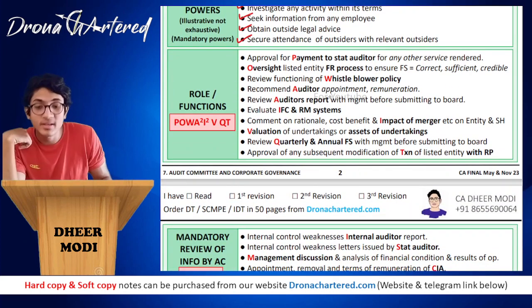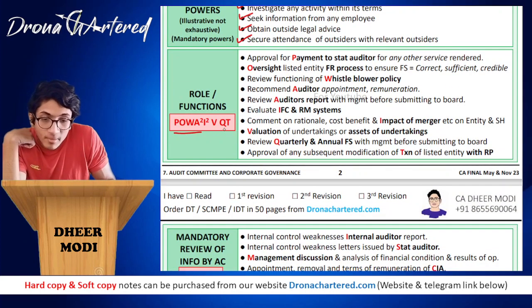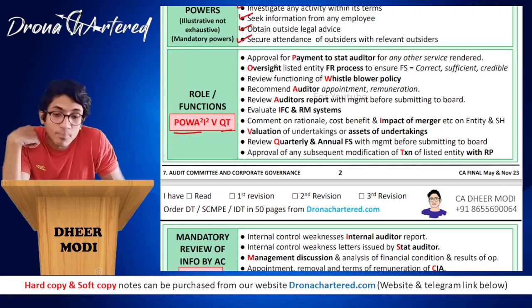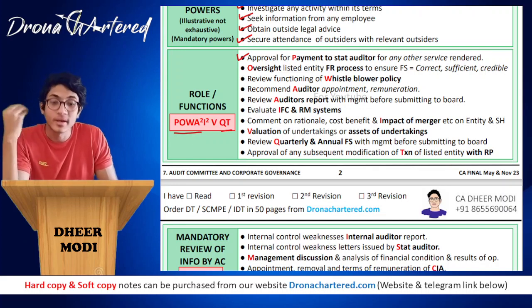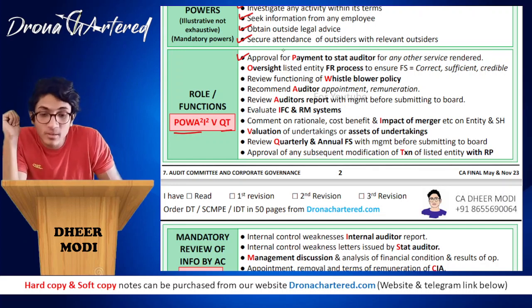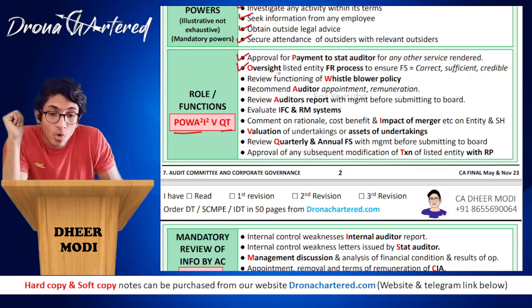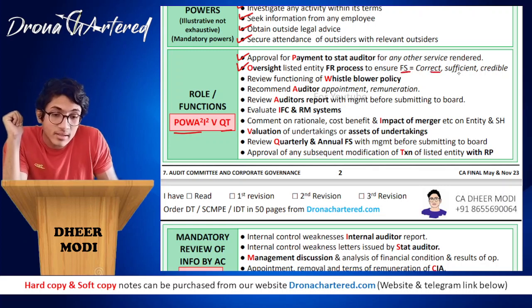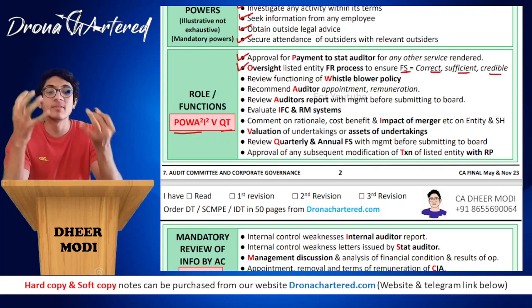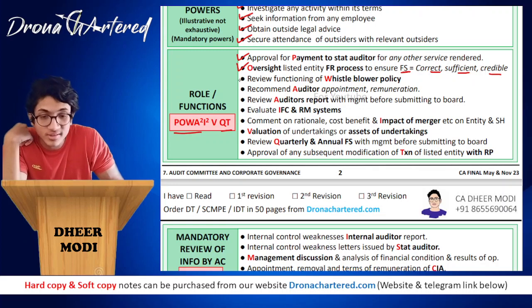So I have tried to make a key that is over here. It is your PAVI QT. So approval for payment to stat auditors, approval of payment to stat auditors for any other service rendered. It is the audit committee that will be providing the approval. Oversight of the listed entity's financial reporting process to ensure the financial statements are correct, sufficient and credible. That means they will check the financial reporting process.